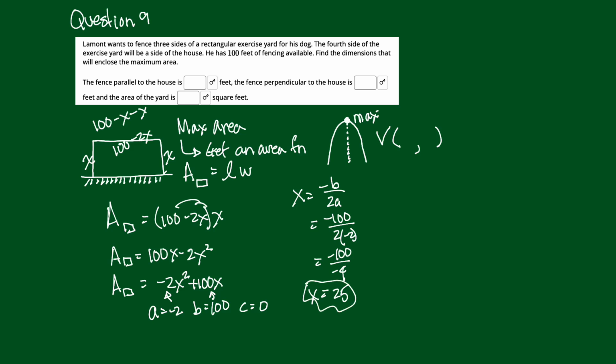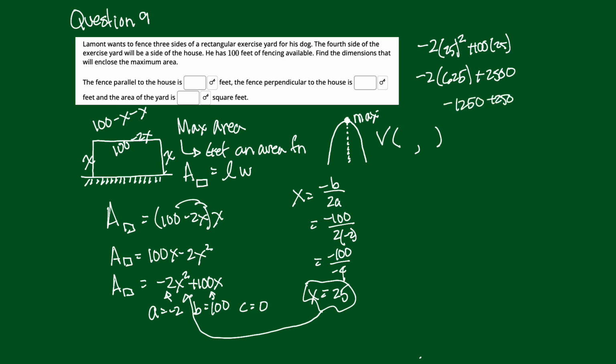And we can get the y-coordinate by just taking that 25 and putting it right back in here for x. So we will get negative 2 times 25 squared plus 100 times 25. This is negative 2 times 25 squared. I just happen to know that one. 625 plus this one's going to be 2500. So negative 2 times negative 625 is negative 1250 plus 2500, which turns out to be 1250.